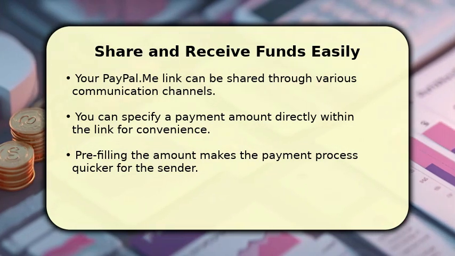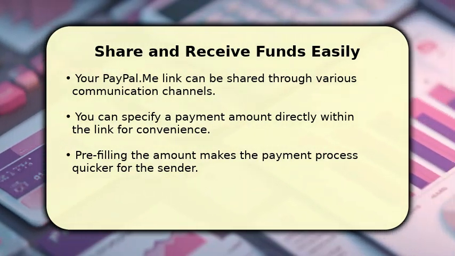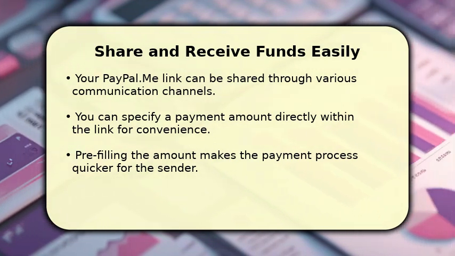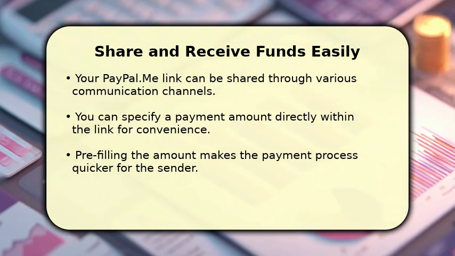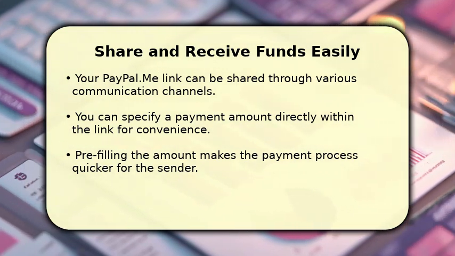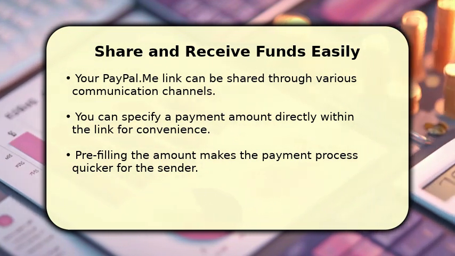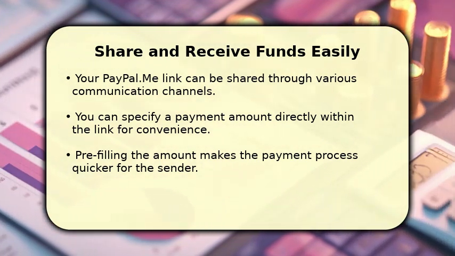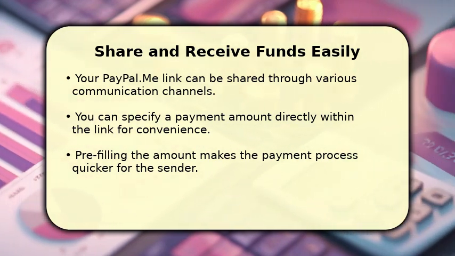Sharing your customized PayPal Me Link is straightforward. Simply copy the link and paste it into a text message, email, or social media post. You can also add a specific amount to your link by typing a slash and the number at the end, for example, paypal.me/yourname/100. This instantly pre-fills the amount for the sender, streamlining the payment process even further.